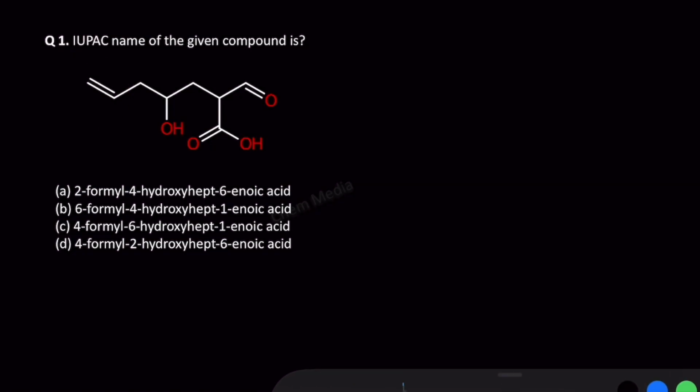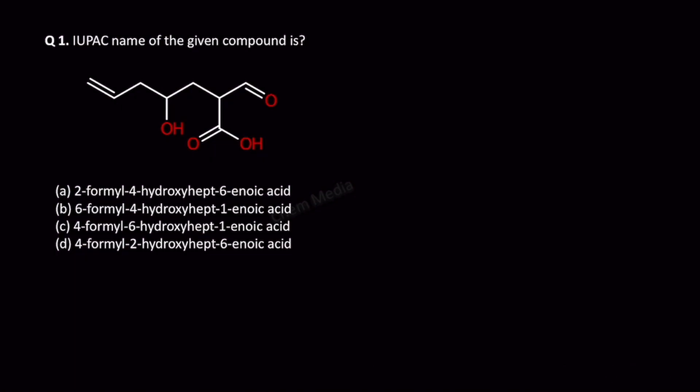Now we know that carboxylic acid would take the top precedence, and therefore the numbering has to start from here. 1, 2, 3, 4, 5, 6, 7. In total we have 7 carbon atoms in the parent chain, and therefore hept should be the root word which is given in all the options. Now the aldehyde as well as alcohol will become substituents, and therefore 2-formyl-4-hydroxyhept-6-enoic acid should be the correct name, and therefore option A is correct.